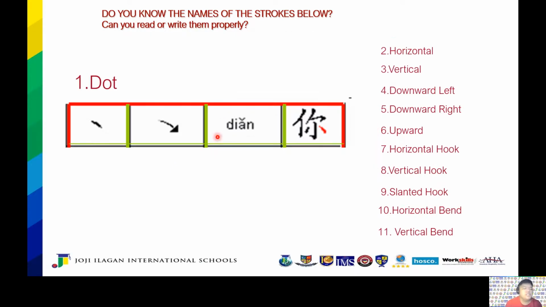In Mandarin Chinese, this stroke is called tian. It's basically like a dot, but the direction of writing that dot is like a small diagonal line, parang ganun siya. As you can see, for example, the character ni has the tian stroke. So let's teach you how to write this first stroke here.